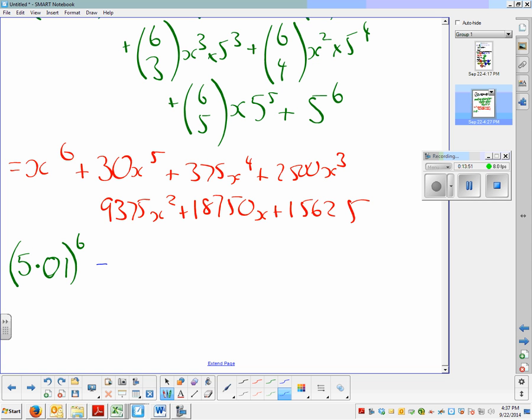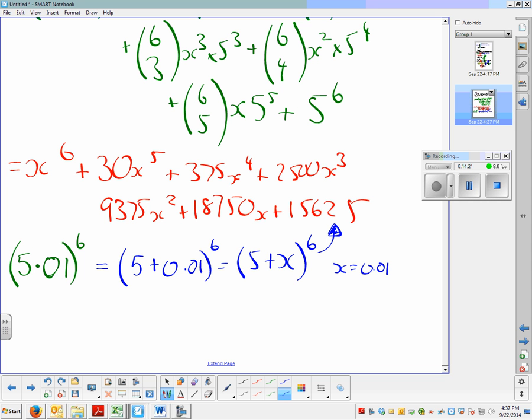Because what this essentially is, is 5 plus 0.01 to the 6. These two things are the same. But this is 5 plus x to the 6, that's the thing that I've just expanded here, where x is really small.